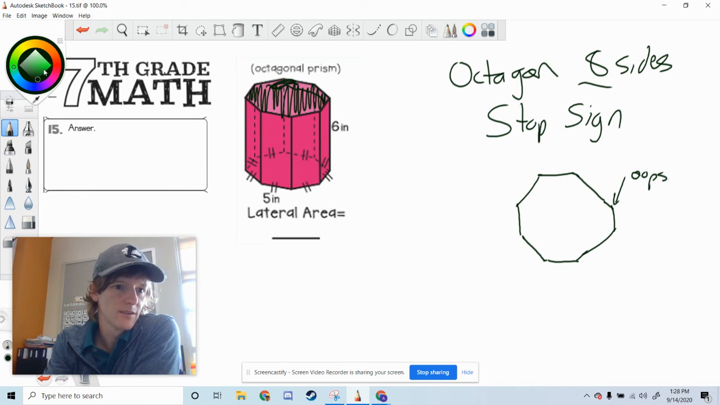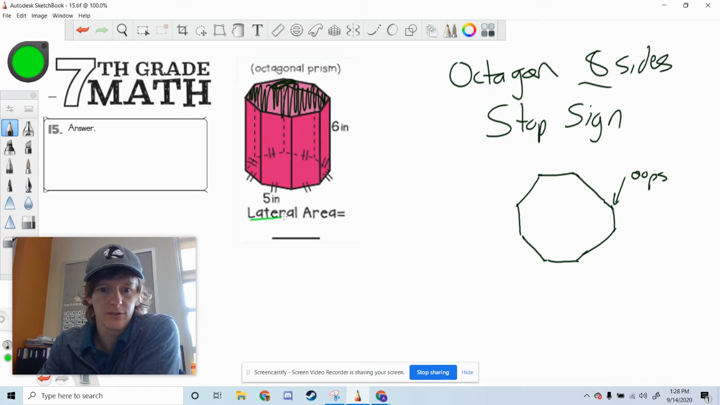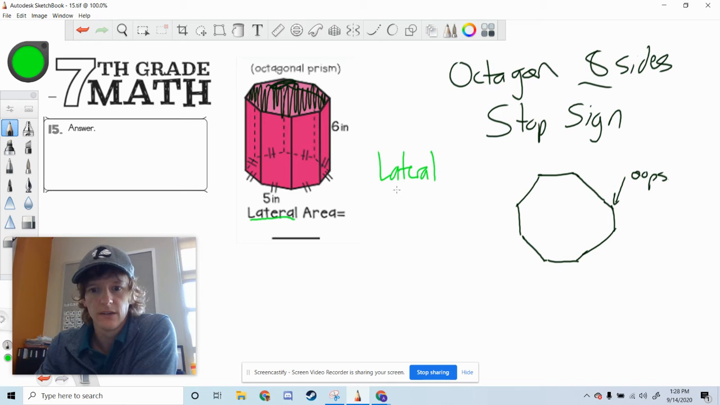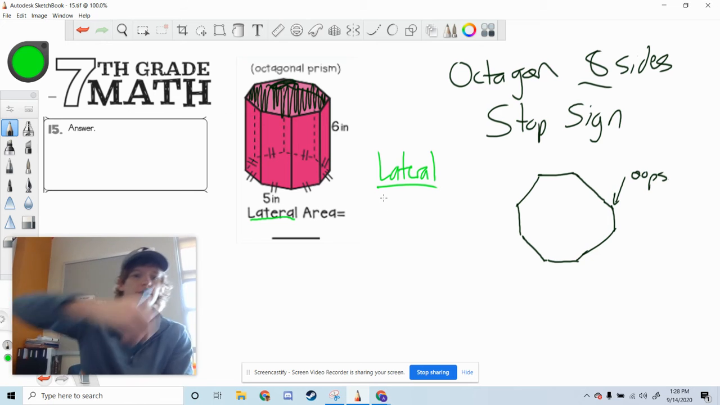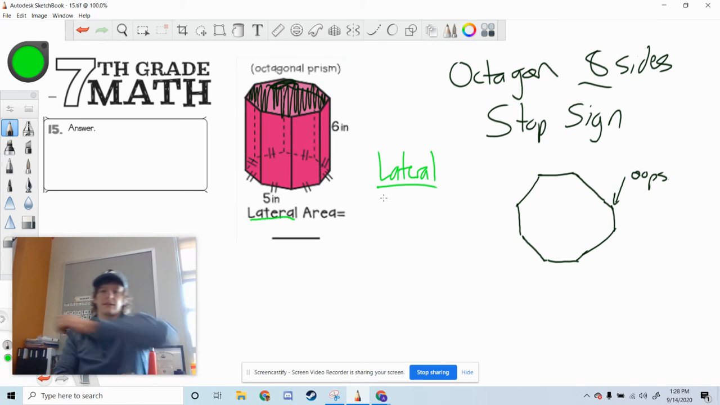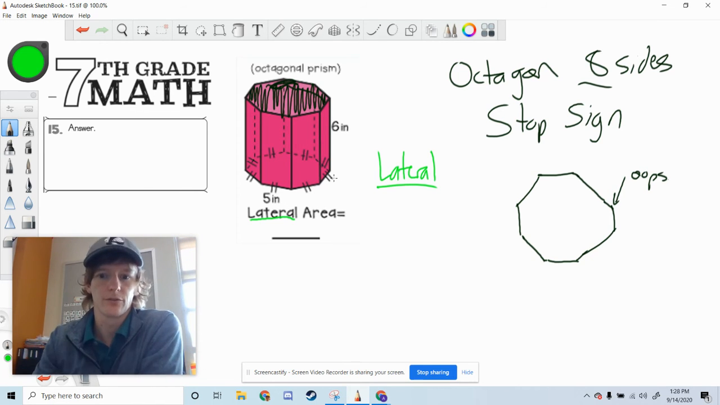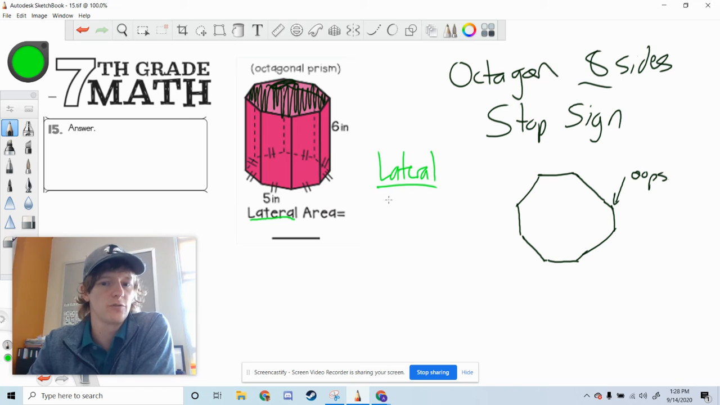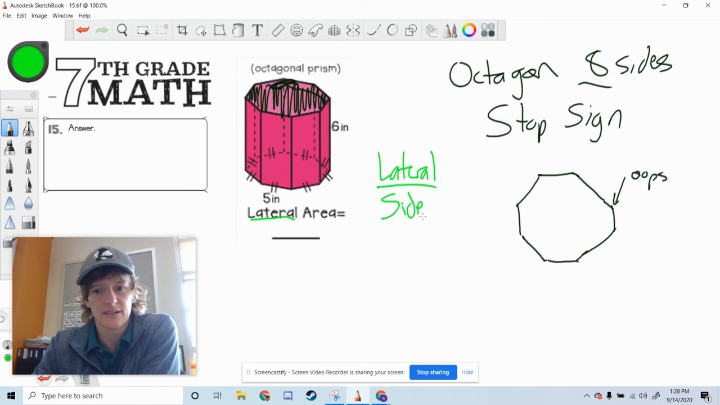So on this one, we have to find the lateral area. Lateral, we need to know what lateral means. Your lateral muscles are your sides, okay? They're like on your sides here. If you play football or you like football, a lateral is a pass that goes sideways instead of forward. So on this, lateral means sides.